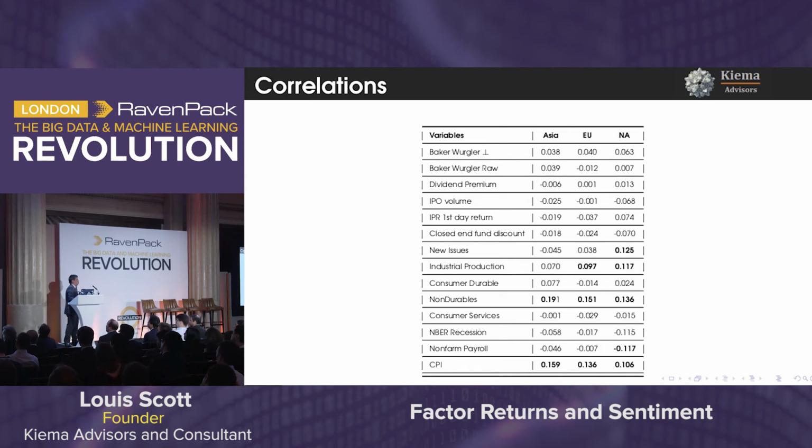When we then go over to looking at Fred data and look at some of the usual suspects, industrial production, consumer durables, non-durables, services, the NBER recession dates, non-farm payrolls, and the CPI, yeah, okay, there are now correlations in this data. But they're modest, on the order of 10% or minus 10%. The CPI is very interesting because it doesn't matter what region you're in. Sentiment in any region is associated with the CPI. That's kind of cool. But you would expect something like this to be true.